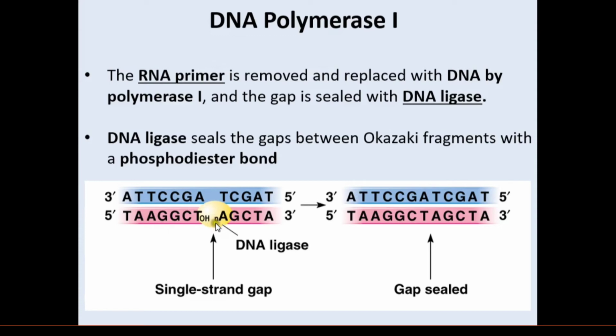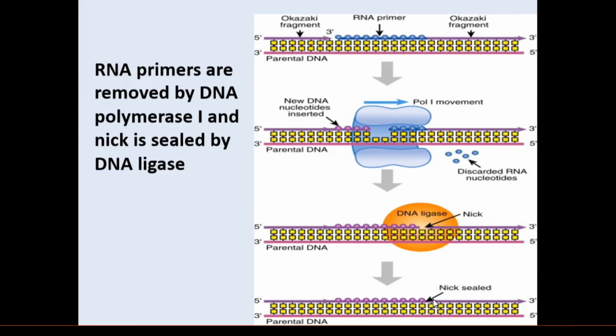So, after the complete synthesis of Okazaki fragments, the RNA primer is removed and replaced by DNA by DNA polymerase 1, and the gap is sealed by DNA ligase. RNA primers are removed by DNA polymerase 1 and the nick is sealed by DNA ligase. The RNA strand is degraded by the 5' to 3' exonuclease activity of DNA polymerase 1 and replaced by the polymerase activity of the same enzyme.